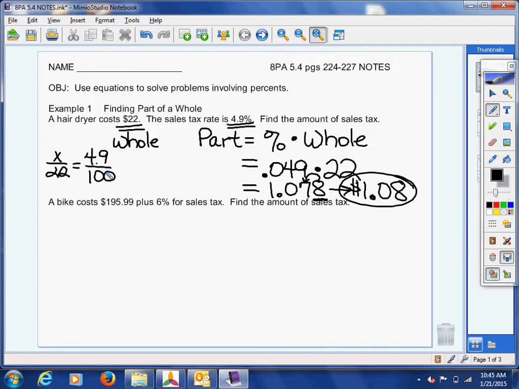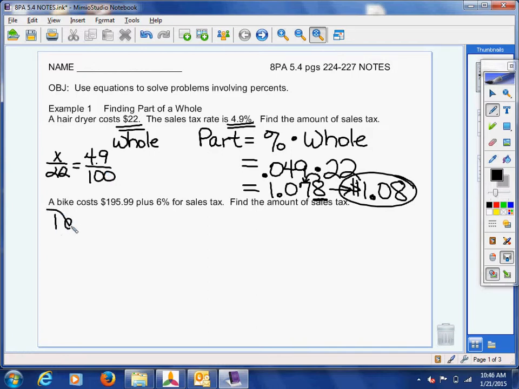Here's our scenario. A bike costs $195.99 plus 6% for sales tax. Find the amount of sales tax. So we just want to know how much more we're going to have to tack on to the $195.99. Okay? So we're looking for part, because the sales tax is just part of it.